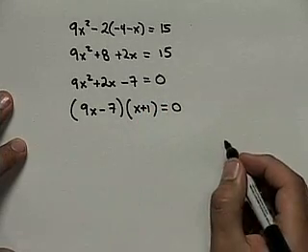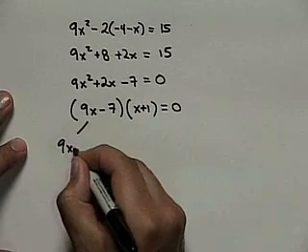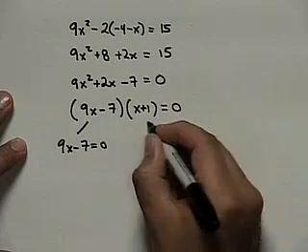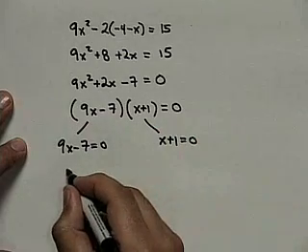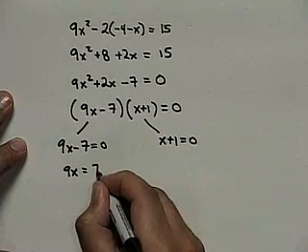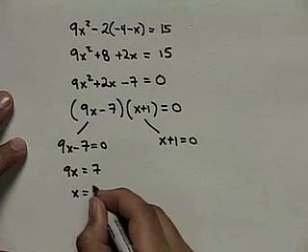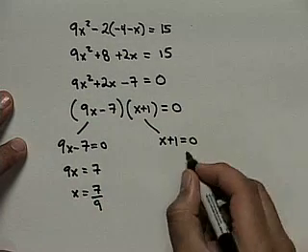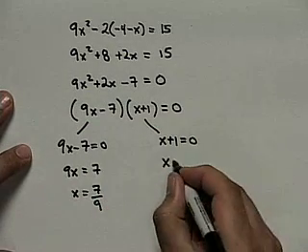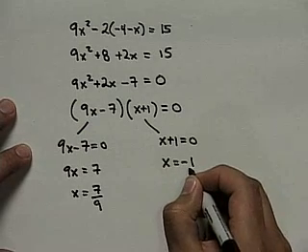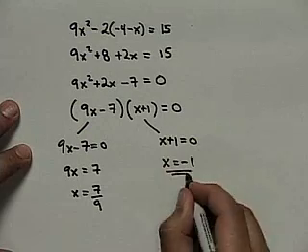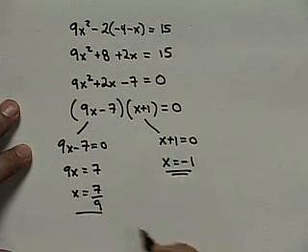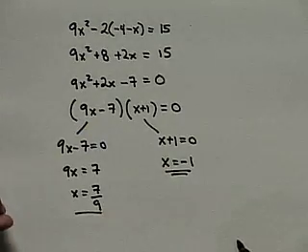And setting each factor equal to 0, we find that 9x minus 7 must equal 0, and x plus 1 must equal 0. So in this equation, that gives us that 9x equals 7, and then dividing by 9, x equals 7 over 9. And then over here, we subtract 1 from both sides, and we get that x equals negative 1. So the two values of x that we find to work are x equals negative 1 and x equals 7 over 9. But what we still need to do is go back and find the corresponding y value.